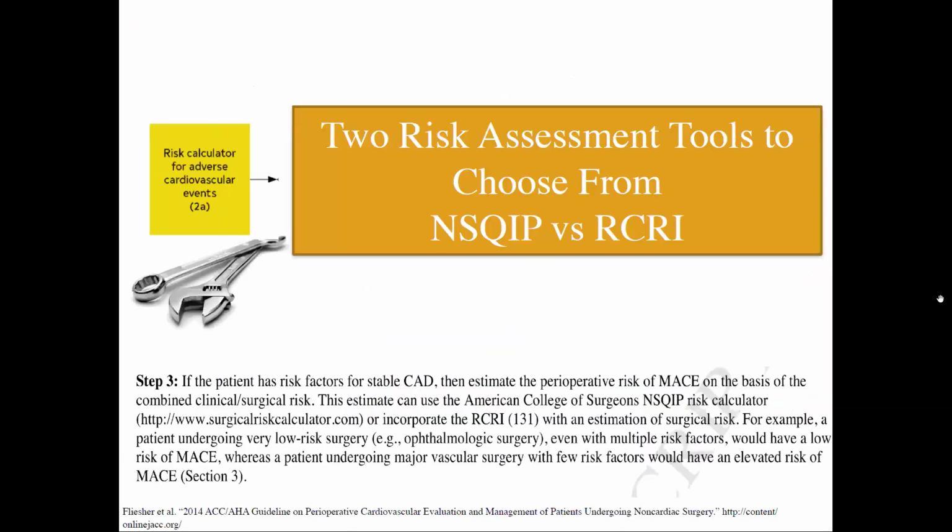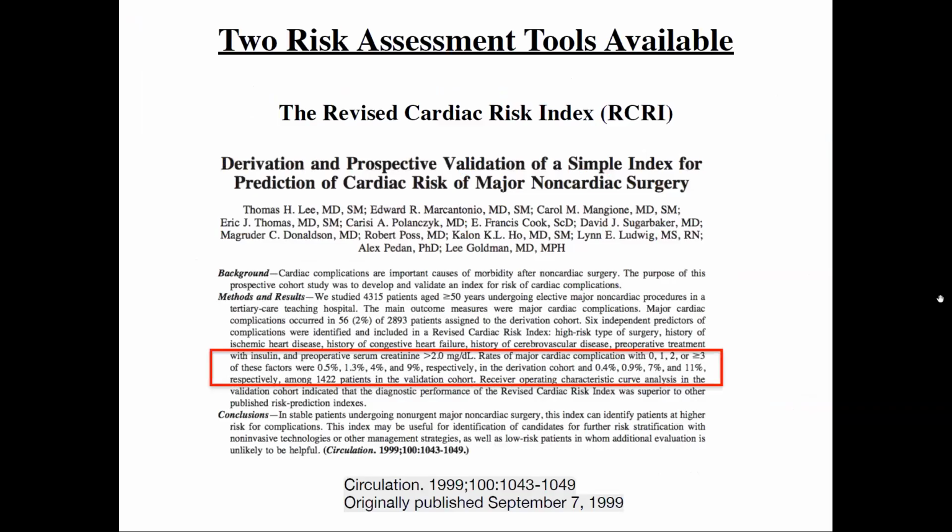All right, so yes, it's evidence-based to use a risk tool. These are the two tools. The first tool is called RCRI. Everyone heard of it? The Revised Cardiac Risk Index. In 1999, Thomas Lee published this in Circulation, and it turned out to be very well validated. But it has some flaws. It's from one hospital. It's not a multi-center look at patients. It's from one hospital in Massachusetts. It's 4,000 patients. And so it may not apply to what we do here.